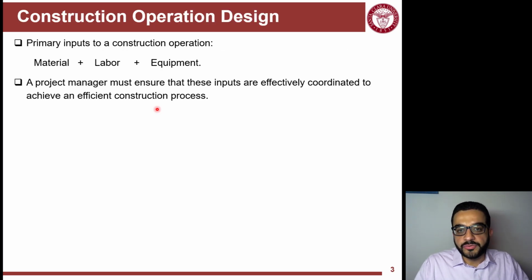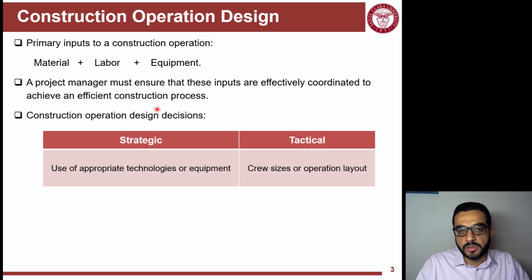So in a previous lesson, we mentioned that a construction operation has three main inputs: the material that's being used in this operation and the labor and equipment that are working together to transform this material. A project manager and project engineer need to make sure that these resources are used efficiently and coordinated well to achieve an efficient construction process. This is done by making decisions that are strategic and tactical.